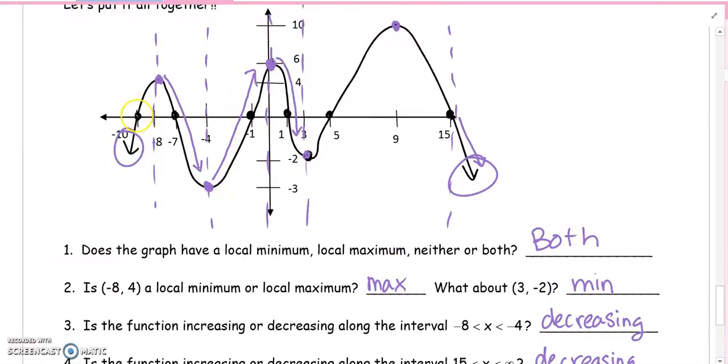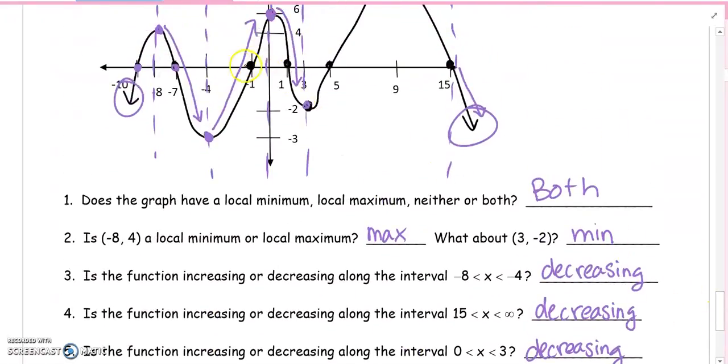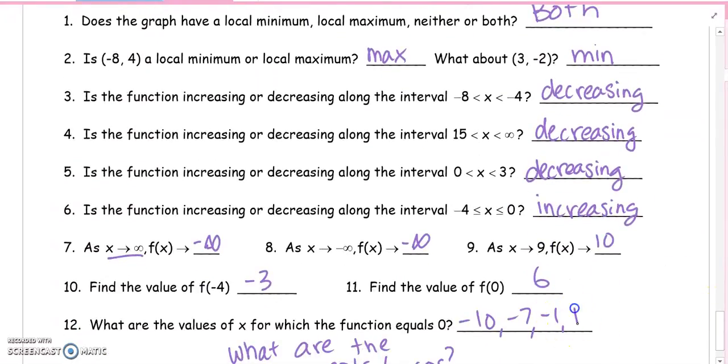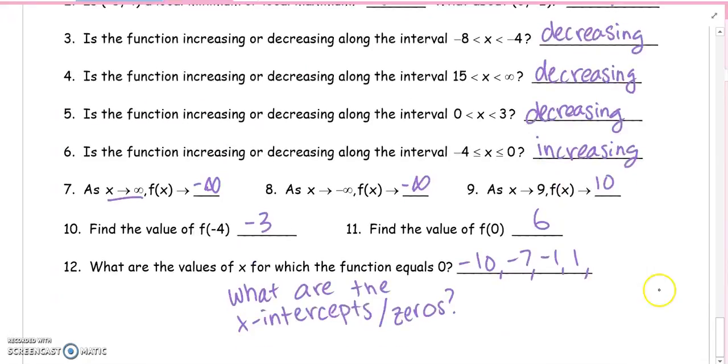So if we look here, we've got -10 and -7. -1 and +1. And 5 and 15.